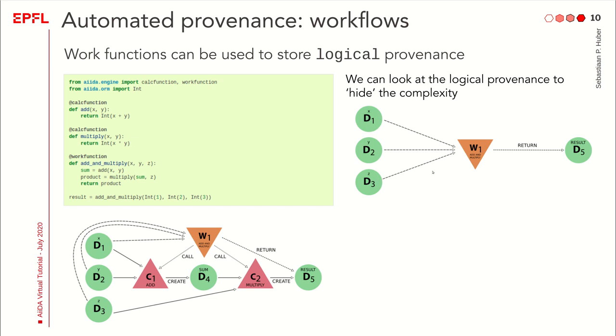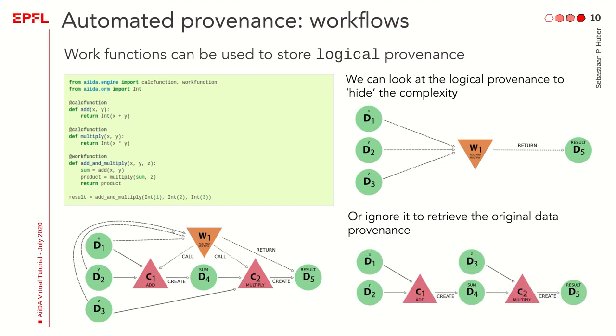D1, D2, and D3 were inputs of this work function and produce this final result. We don't care about the underlying details. However, sometimes the data provenance is very important and you want to see it, but it's still there. And you can convince yourself that if we, in this left picture, ignore the dotted lines and the workflow nodes, so the logical provenance, you get back exactly the data provenance that we had before.